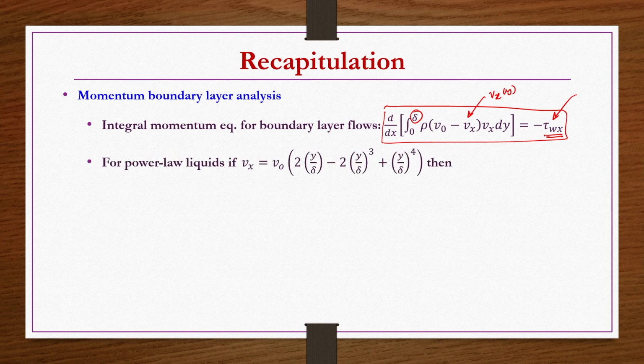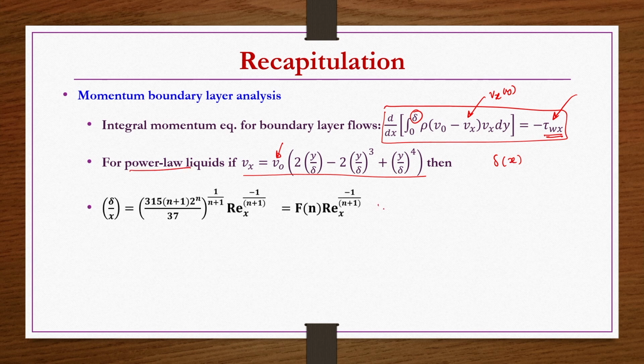Let us say the fluid is a power law fluid, and Vx is given by this expression: V naught multiplied by 2 y by delta minus 2 y by delta whole cube plus y by delta whole power 4. V naught is the free stream velocity, delta is the momentum boundary layer thickness, and y is the distance normal to the surface, increasing in the vertical direction. In all this analysis delta is a function of x. So, the delta for this velocity profile, if the fluid is a power law liquid, is this one, this is what we got.